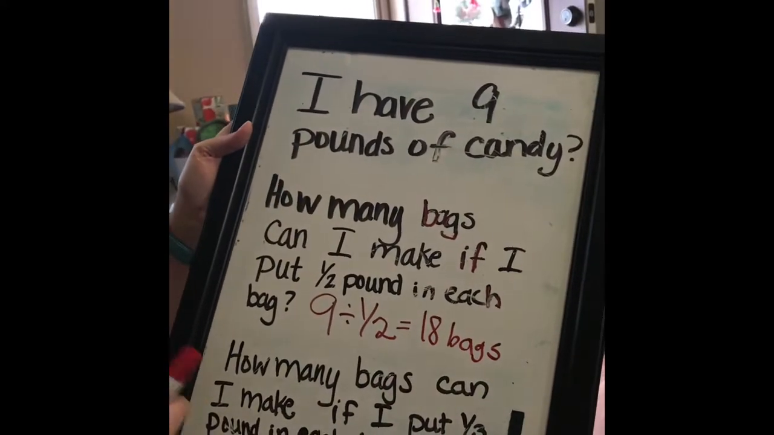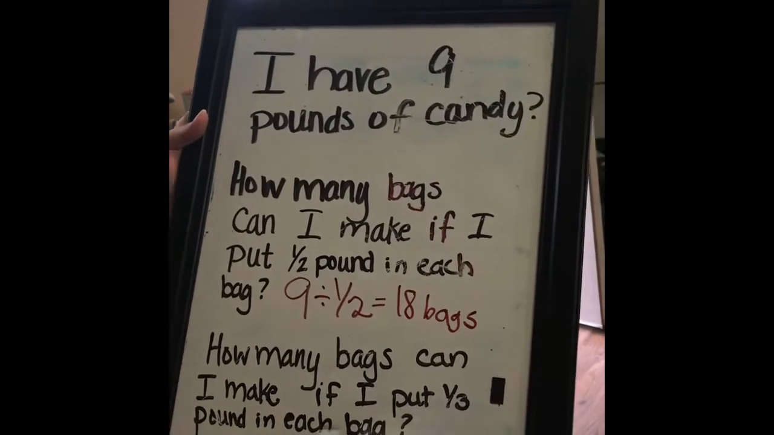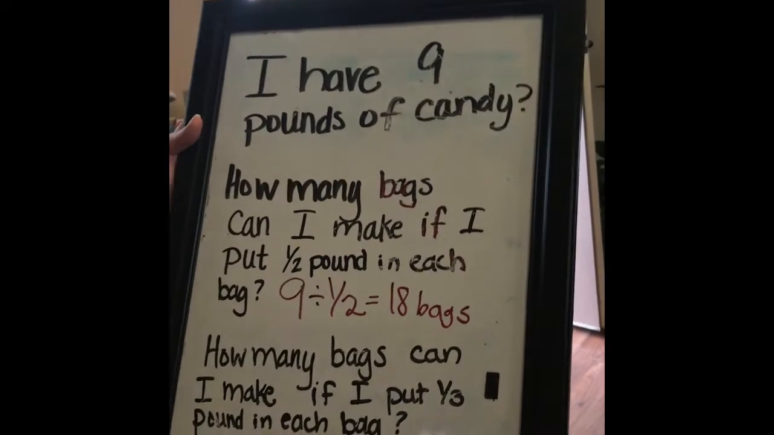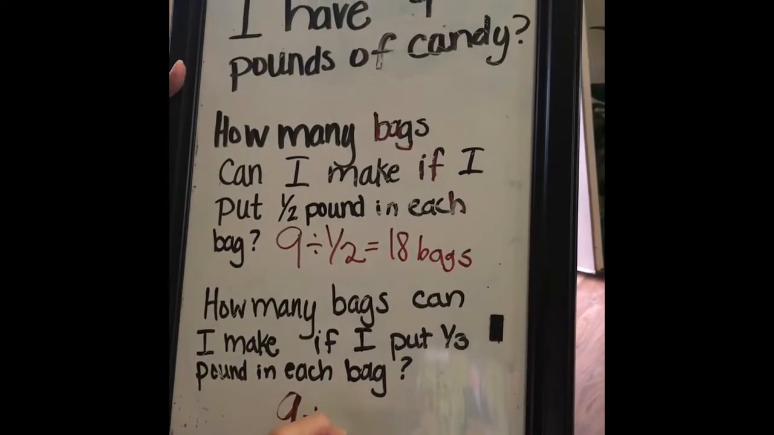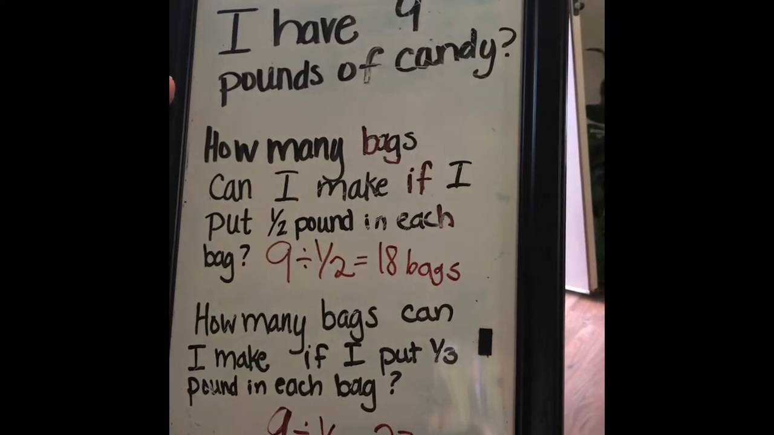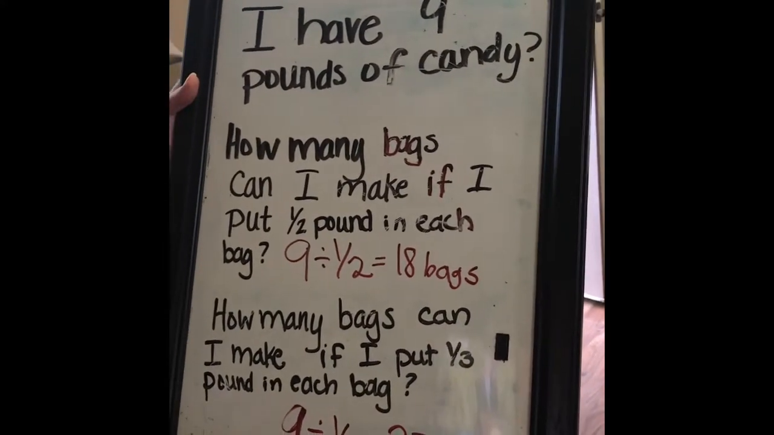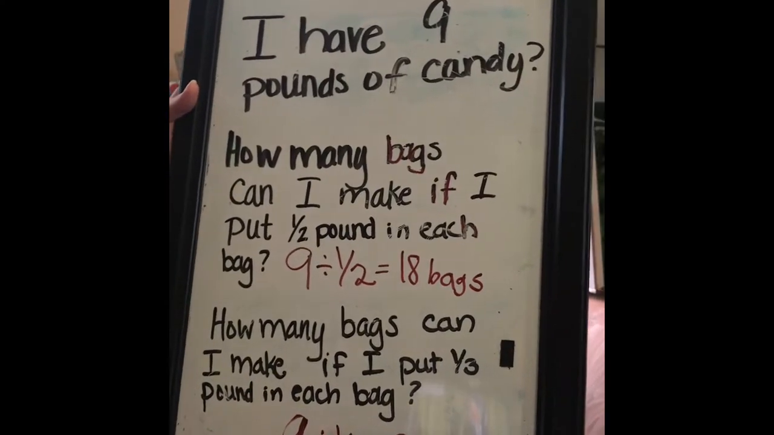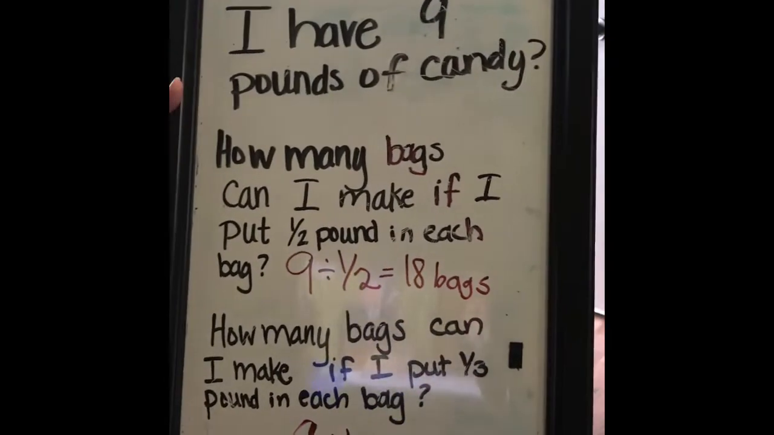Now, if I change it and I want to put only 1/3 pound of candy in each bag, I still have the 9 pounds, but I'm going to do 1/3 pound in each bag. Then I would be able to make 27 bags. So you can see whenever I put a smaller amount in each bag, I'm able to make more bags.